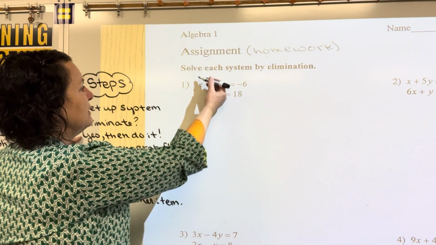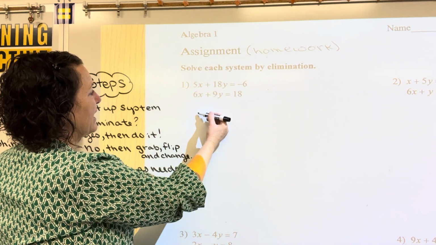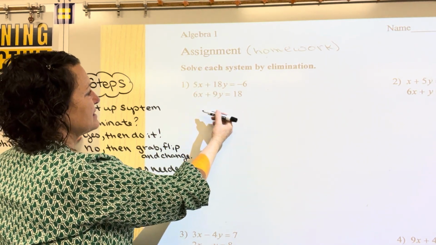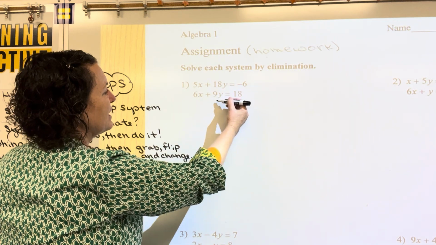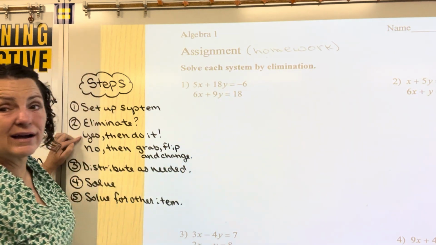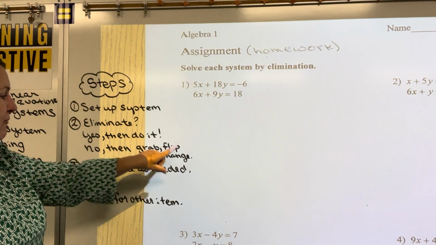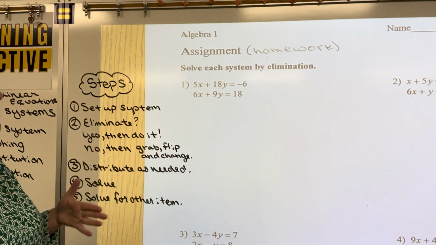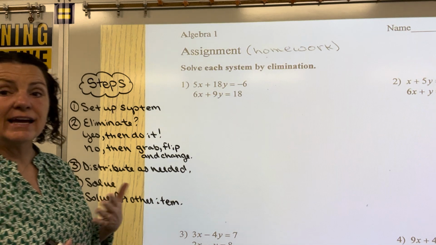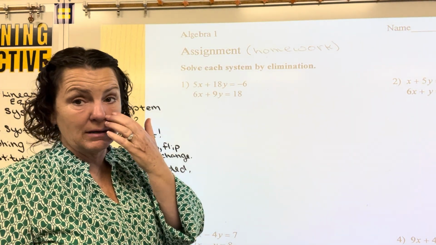Let's see. If I add these together, do they cancel? No, it makes 11 x's. If I add these together, do they cancel? No, they make more y's. So eliminate is a no. Our next step is to grab, flip, and change. Grab 2 numbers, flip the numbers, and change the sign of one of the numbers.